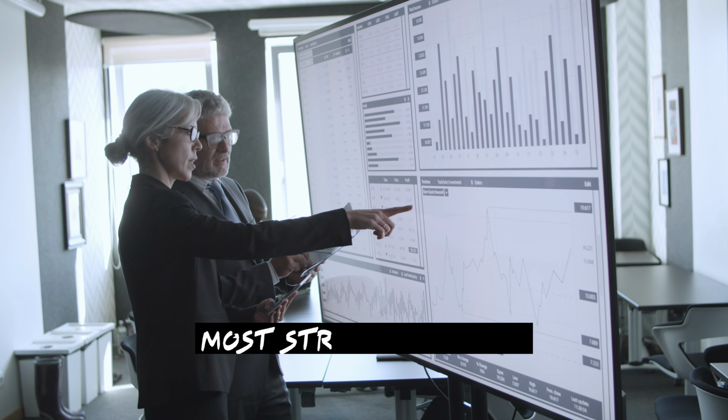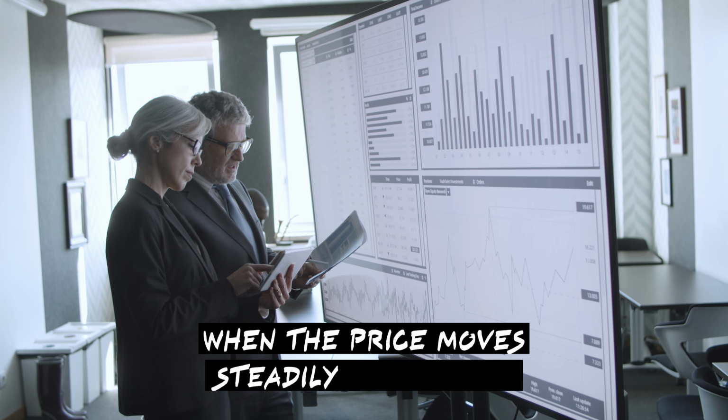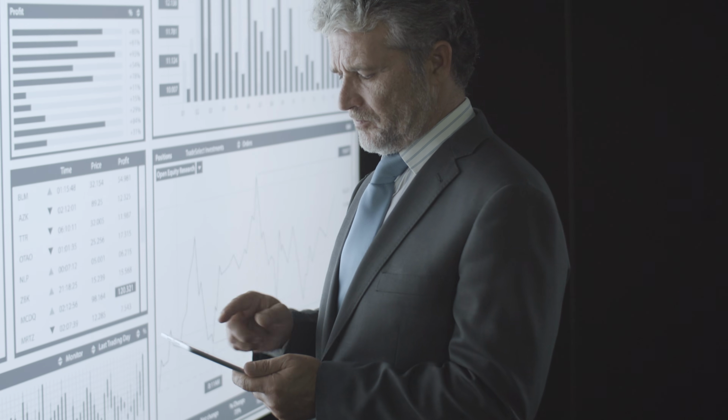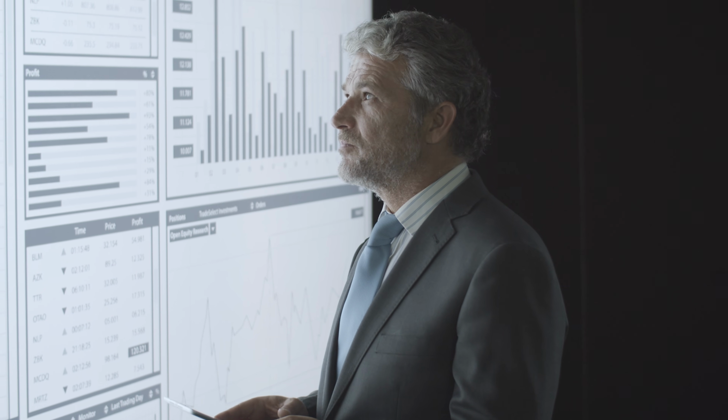Okay, now that we set up the indicator, let's summarize everything. It's important to understand that most strategies work best in trading markets when the price moves steadily up or down. So in today's strategy, we will open trades only if the ADX is above 20.